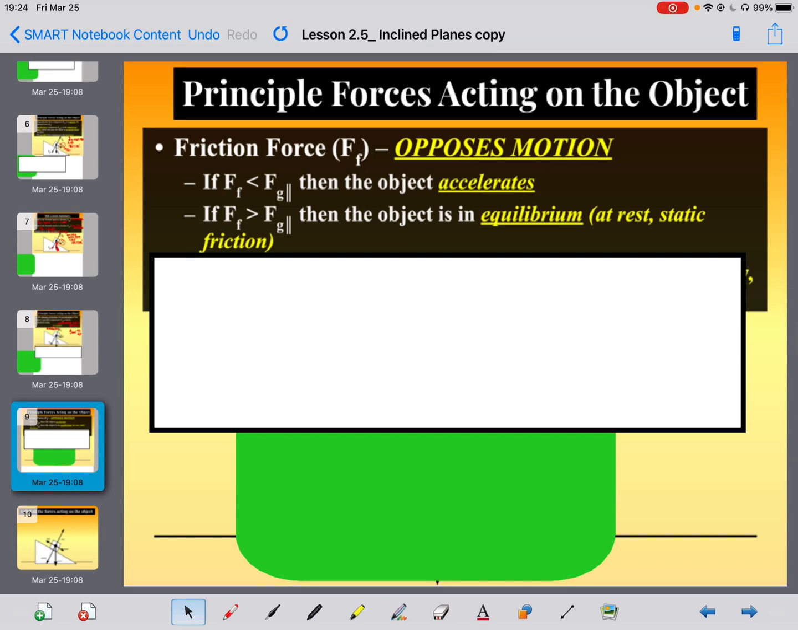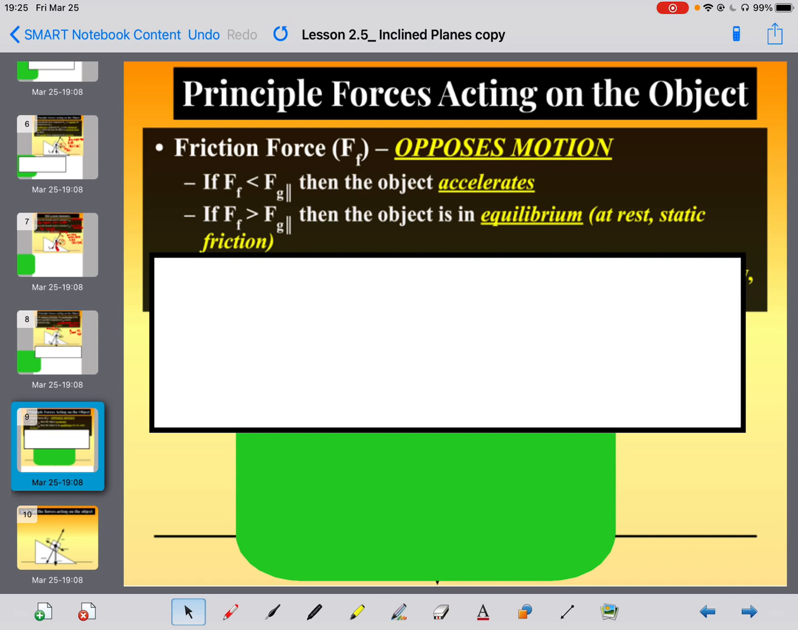It wants to slide down, but because I have so much friction, because that object's at rest, I have static friction, which we know is a bigger number. We'll need a bigger force to actually pull us down. So if I have a bigger frictional force, that's what's going to keep that object at rest on the inclined plane. But if my force of gravity parallel is bigger, it's going to result in the object sliding down the plane, which results in an acceleration.